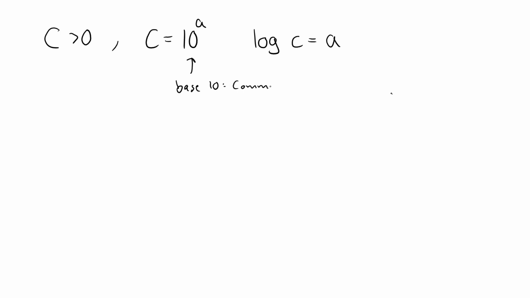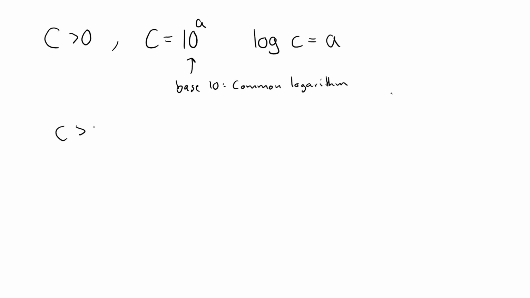Before watching this lecture, it's useful to understand the common logarithm and the laws for common logarithm. Remember, the starting point for the common logarithm is that for any positive number c, there is a unique number a such that c is equal to 10 to the a. The common logarithm of c is then defined as this unique number a.